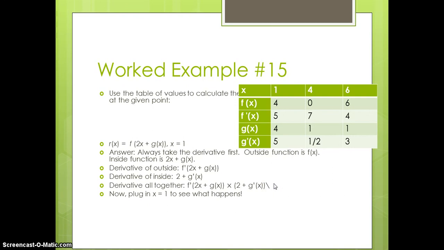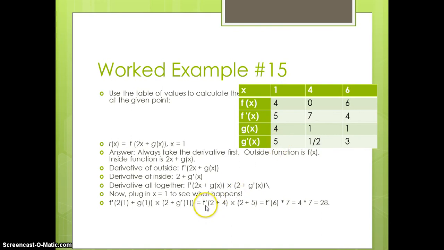Now we plug in x is equal to 1 to see what happens. When we plug in 1, we get f prime of 2 times 1 plus g of 1 times 2 plus g prime of 1. Just a little bit of simplifying here. We know that g of 1 right there is equal to 4. And we know that g prime of 1 is equal to 5.